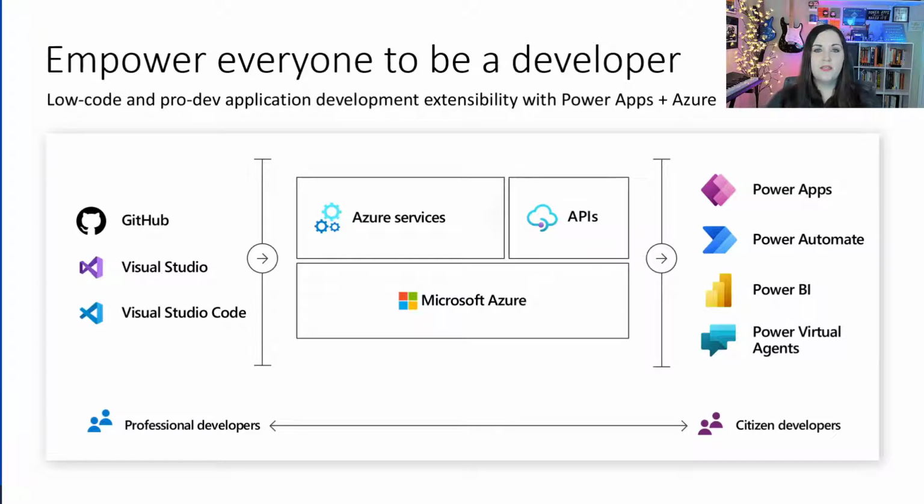While it's often geared towards what we call citizen developers, so these are developers that don't have traditional development backgrounds, so that they can drag and drop and have a more visual interface for developing applications, we also have a rich extensibility model for those code-first developers. So citizen developers can take advantage of Power Apps, Power Automate, virtual agents, and Power BI, but code-first developers can come in and add integrations with GitHub, Visual Studio Code, Visual Studio, Azure services, and APIs.